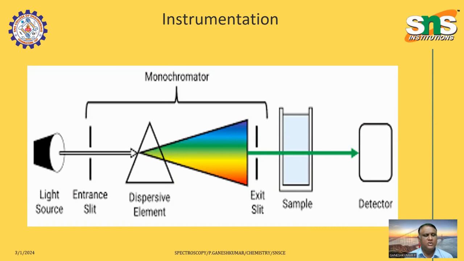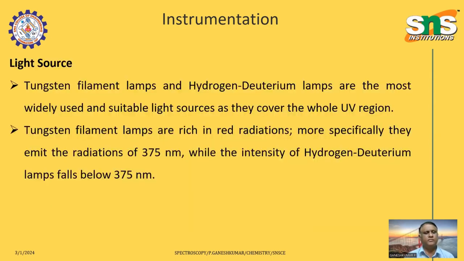We discussed light source and gratings. Now we have to recap and understand the monochromators. When we talked about light source, tungsten filament lamps and the hydrogen or deuterium lamps are the most widely used and suitable light sources as they cover the whole ultraviolet region. In some cases, halogen lamps are also used above 375 nanometers, but hydrogen deuterium lamps have a wide range.